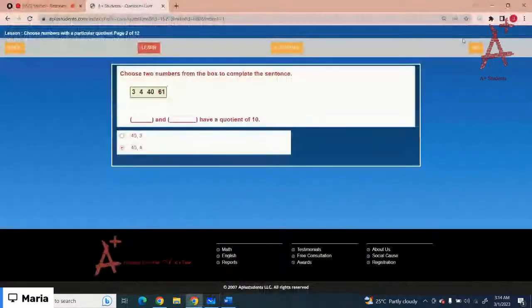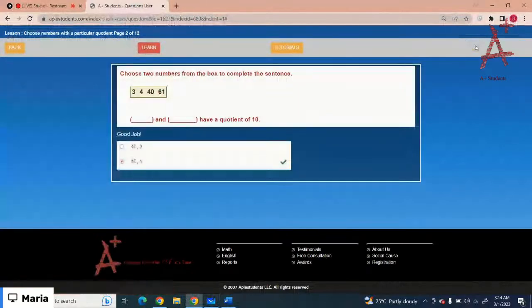So the second option is the correct one. Just select the correct option and click on the OK button.